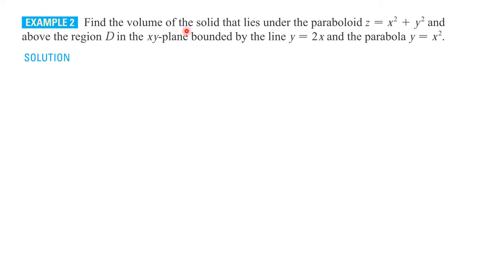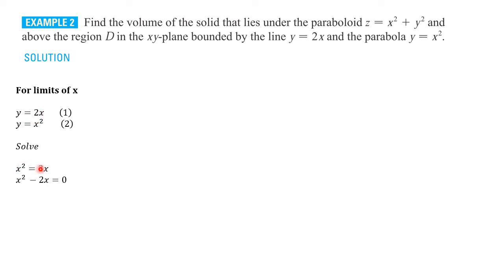Find the volume of the solid that lies under the paraboloid z is equal to x square plus y square and above the region D in the xy plane, bounded by the line y is equal to 2x and the parabola y is equal to x square. For limits of x, y is equal to 2x is first, y is equal to x square is second. So we'll solve these two equations by replacing y is equal to x square in first.